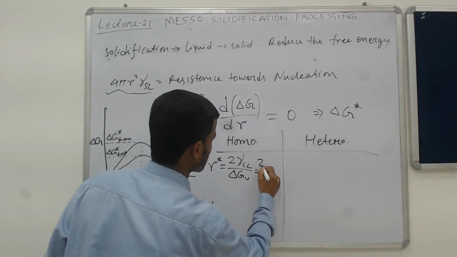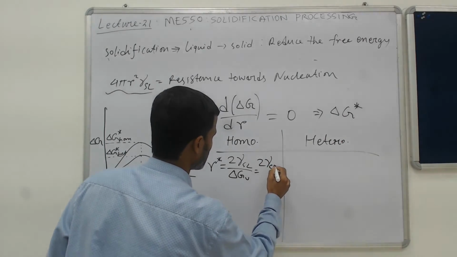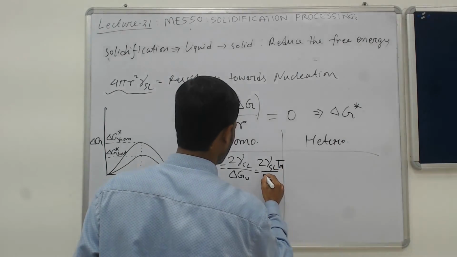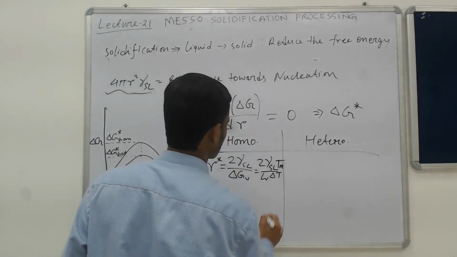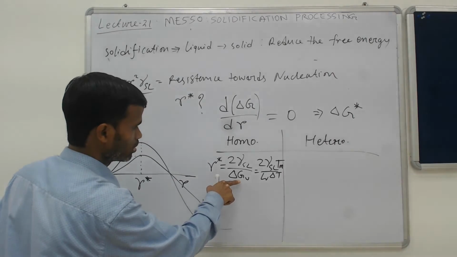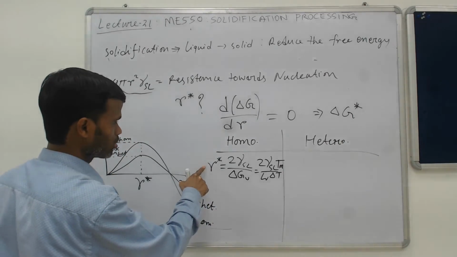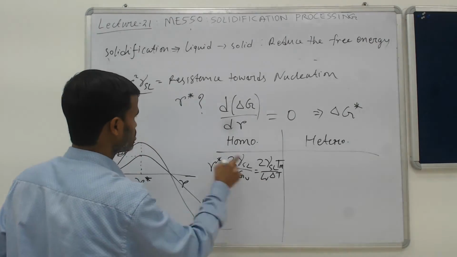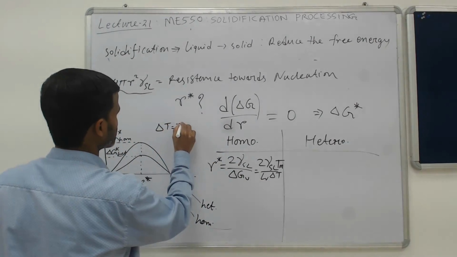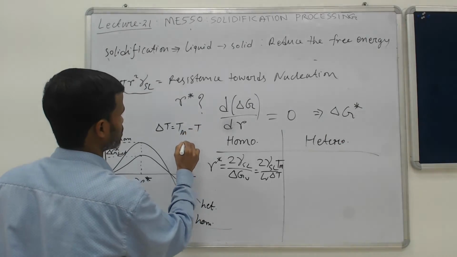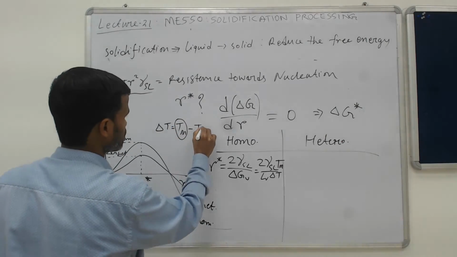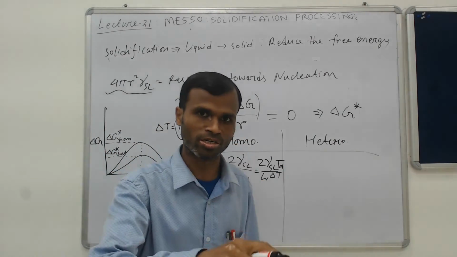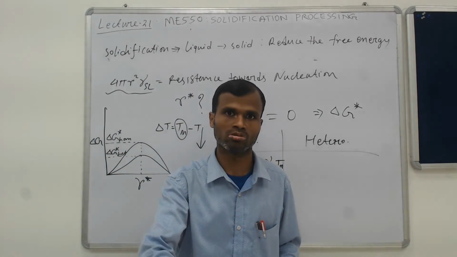Molar driving force, we can write it as 2 gamma SL by Tm divided by LV into delta T. So if you want to increase this, in order to reduce the R star, you have to increase delta T. Delta T is Tm minus T. Tm is a constant material property, so T has to drop. You have to go for higher undercooling. Your temperature of transformation has to be very low.